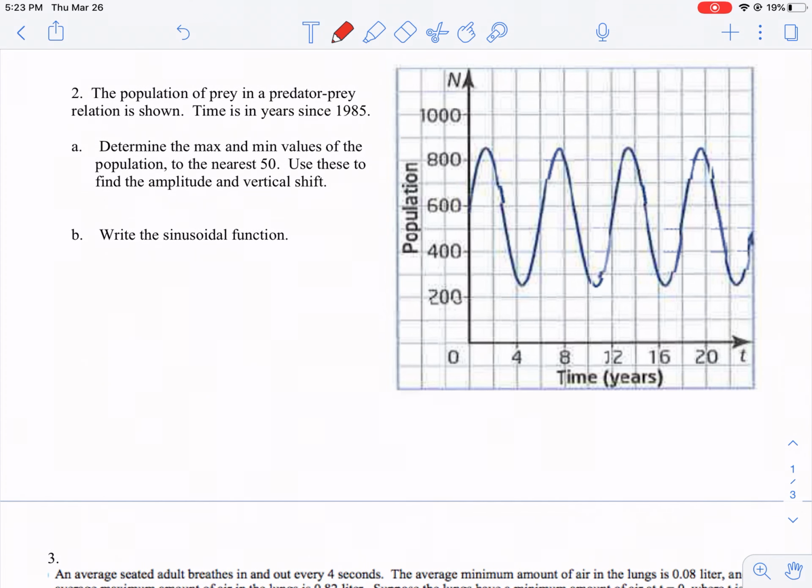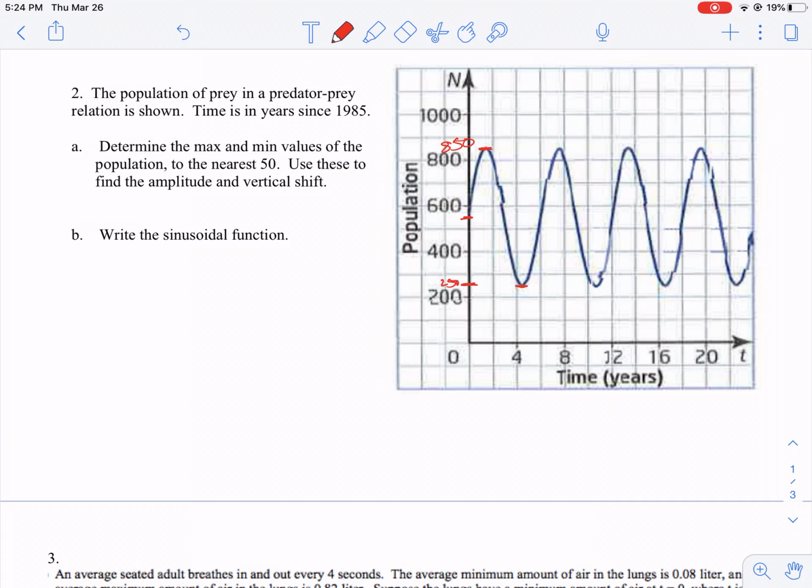Number 2. Population of prey in a predator-prey relation is shown with time in years since 1985. Determine the maximum values of the population to the nearest 50. Use these values to find the amplitude and the vertical shift. So it's kind of hard to see, but your graph starts right here. Here's your highest, and I'm going to say that's about 850. And here's your lowest, and I'm going to say that's about 250.